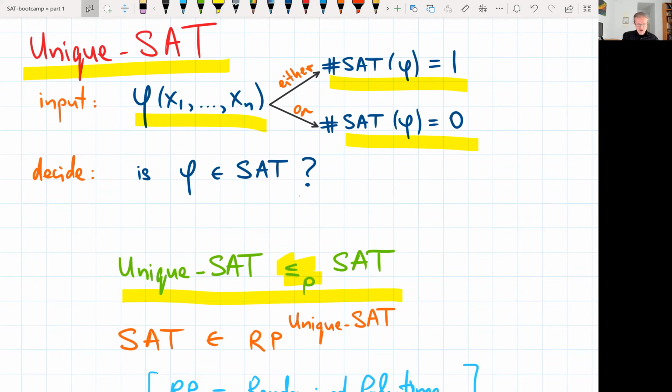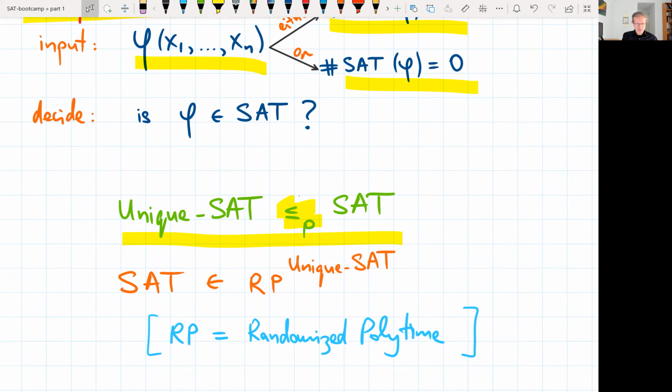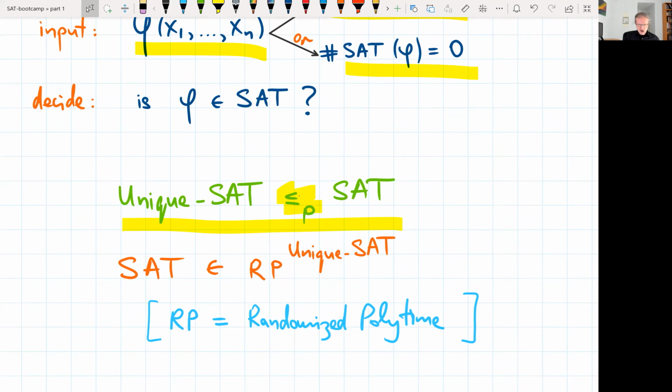What is much more interesting is the other direction, where if you know how to solve unique SAT, then you can solve general SAT as well. And that's somewhat surprising. It was surprising at the time when this result was proved by Valiant and Vazirani. Basically, they showed that satisfiability is probabilistically polynomial time reducible to the problem of unique SAT.